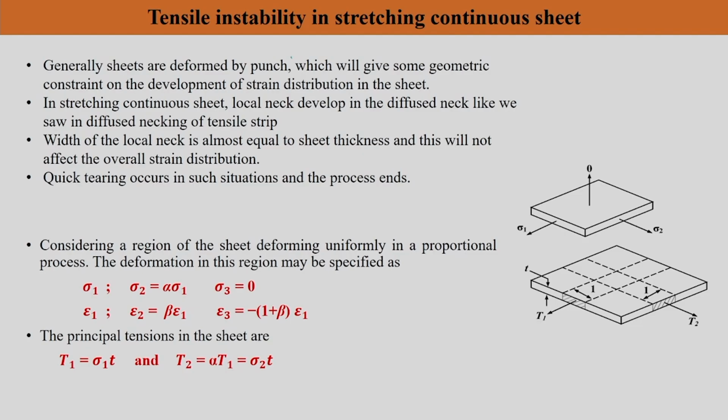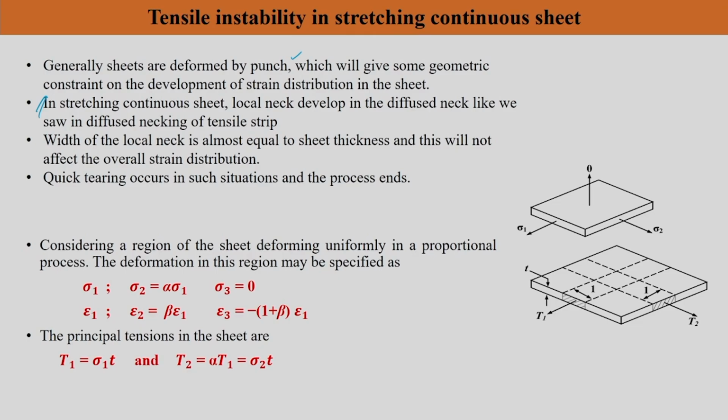Generally sheets are deformed by a punch, which will give some geometric constraint on the development of strain distribution in the sheet. The punch and the contact can change the strain distribution because there is some geometric constraint given to the sheet. When we stretch a continuous sheet, you will see that a localized neck will develop in that location where the diffuse neck was there before.